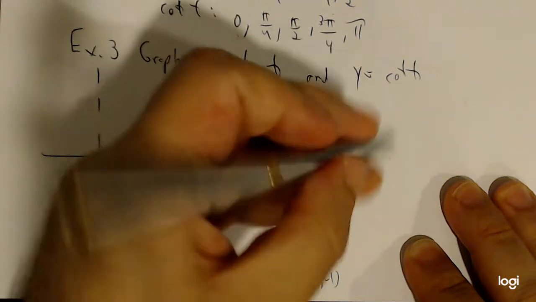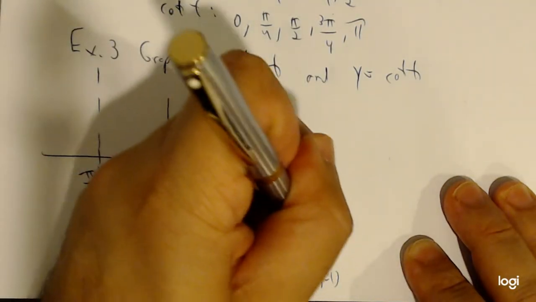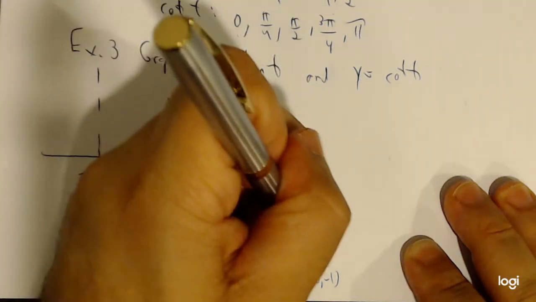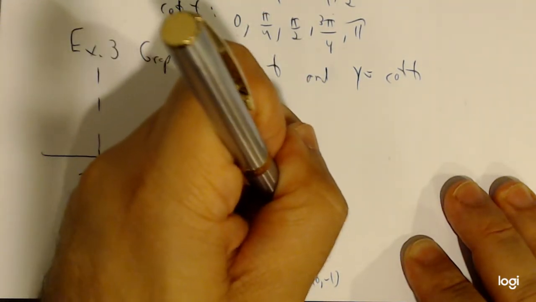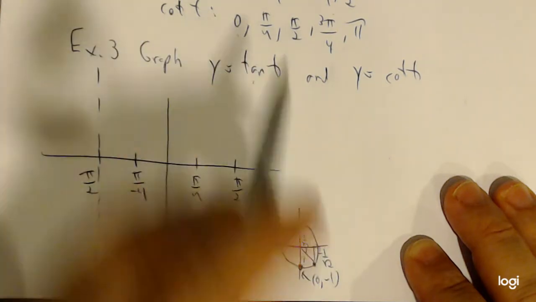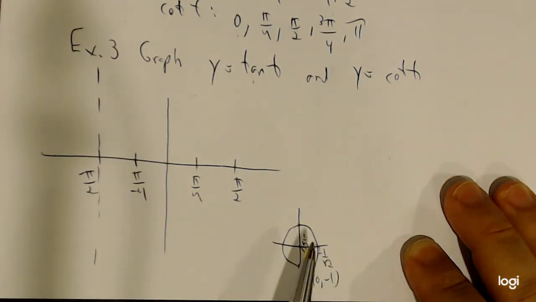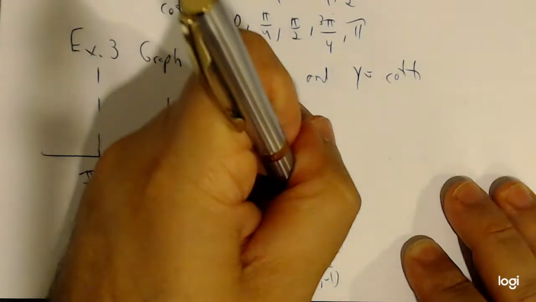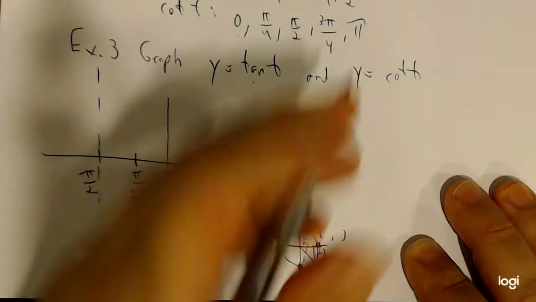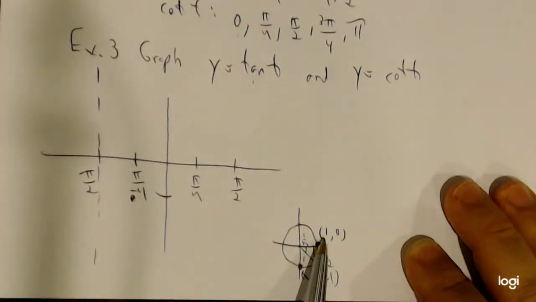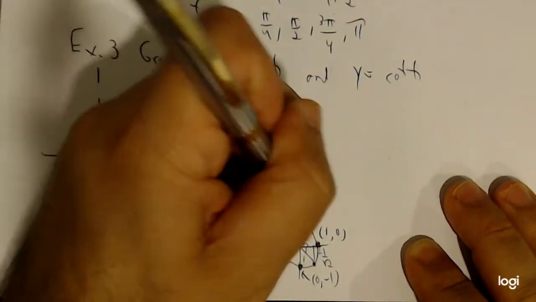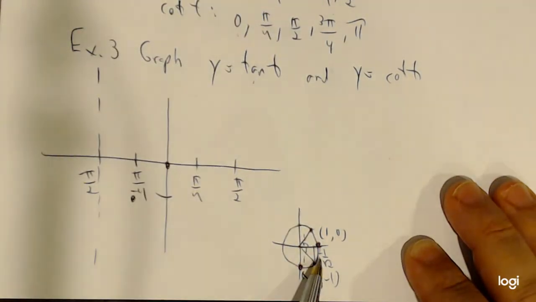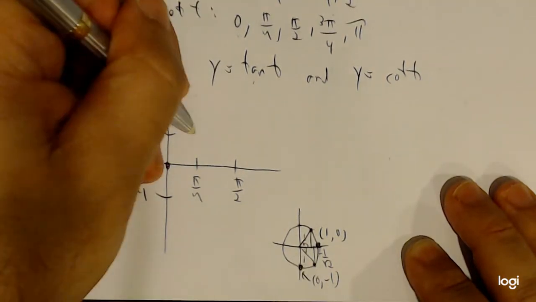So negative pi over 4 puts us here, and we get a 45, 45, 90 triangle. So what would this be? This would be 1 over rad 2, negative 1 over rad 2, and then tangent is what? Y over x. So negative 1 over rad 2 over 1 over rad 2, that's negative 1. And then tangent of 0 is here, and those points are 1 comma 0, so 0 over 1. As long as I'm not dividing by 0, we're good. So 0 divided by 1 is 0. Pi over 4 puts us in a 45, 45, 90 triangle up here, which is the same thing as 1 over rad 2 divided by 1 over rad 2, which is 1.